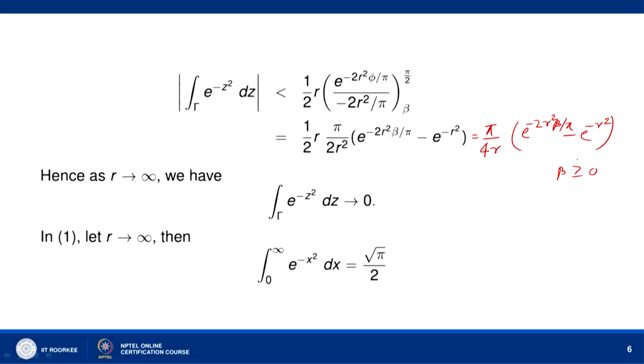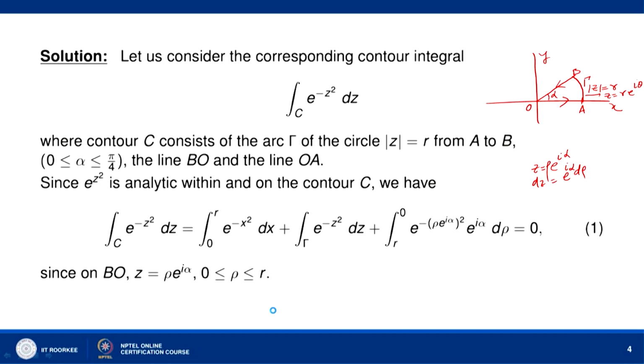So, even if beta is equal to 0, this becomes 1. So, 1 minus e to the power minus r square we have, and when r goes to infinity, this goes to 0. This is 1, then 1 minus 0 is 1, and then 1 over r is there. So, 1 over r goes to 0, and therefore this goes to 0 as r goes to infinity. If beta is greater than 0, then this goes to 0, this goes to 0, and this also goes to 0. So, as r goes to infinity, the integral over gamma of e to the power minus z square dz goes to 0.